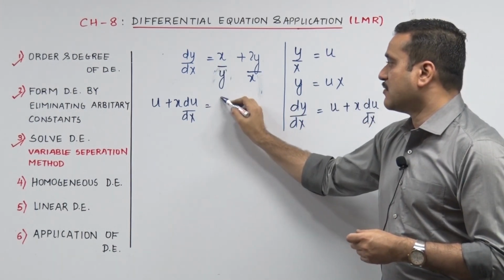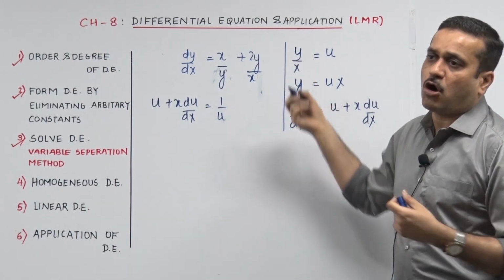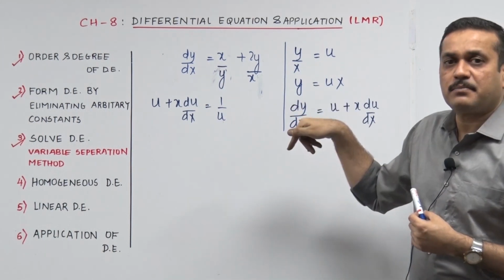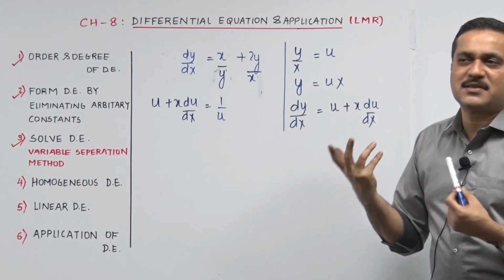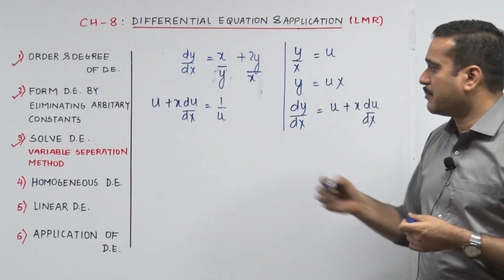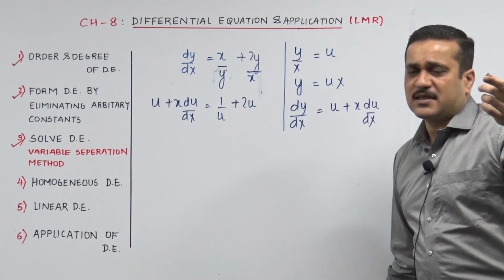Coming to next, that's 1 upon u. Sure, we are shocked. How 1 upon u? No, why are you shocked? The x upon y is basically 1 upon y upon x, or maybe you can go by simple algebra. The y upon x is u, so x upon y has to be 1 upon u plus the 2u. Now my game starts.